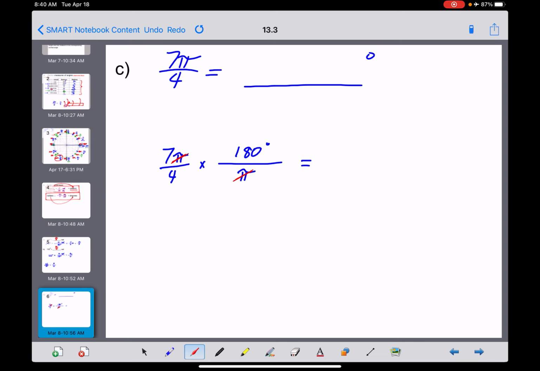That's nice. And now I take a look at the 4 and the 180, and I'm pretty sure that 180 divides evenly by 4. So 4 divided by 4 is 1, and 180 divided by 4. Guys, if you ever need to divide a big number by 4 in your head, cut it in half, and then cut it in half again. Half of 180 is 90. Half of that 90 then is 45. So all I'm left with here then, guys, is a 7 times 45 up in the numerator. And I'm sure you guys would use your calculator right here, but that's going to get us 315 degrees now, everybody, for the equivalent of 7 pi over 4.